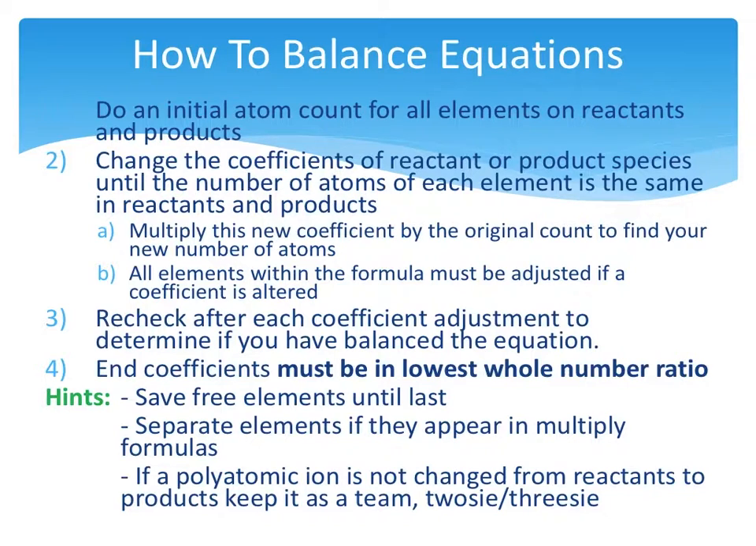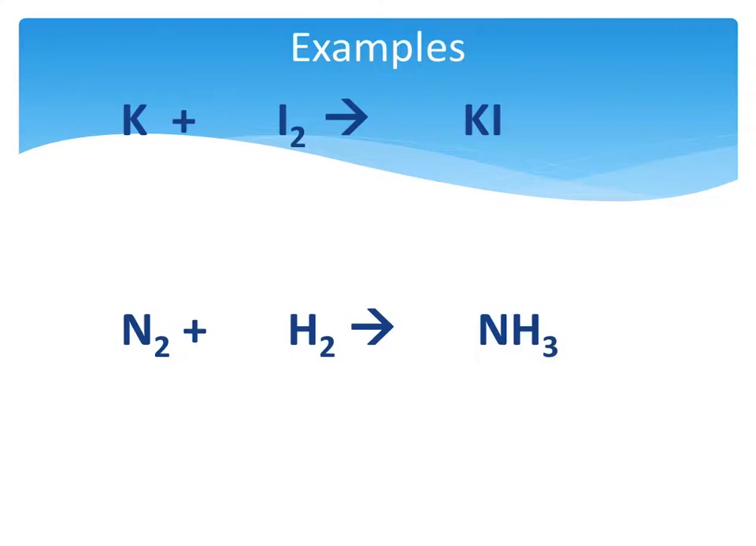And if we have a polyatomic ion and it's not changed from one side of the reaction to the products, then we're going to try to keep those in check. And we'll do them in teams, 2s and 3s. And we'll get into how that works in a few minutes. Okay, so let's see how this works in real life. Now we're going to do some simple ones first, and then we're going to get more complex. I'm going to give you 4 examples.